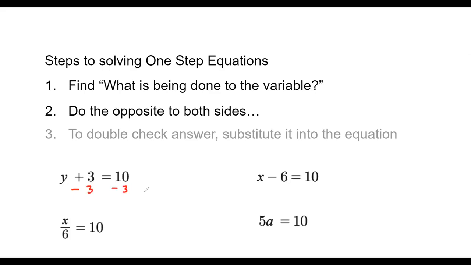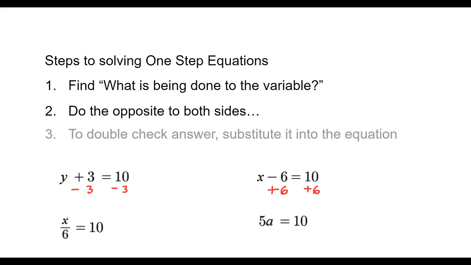I'm not going to solve this because we'll do that on the next page. Let's look at this next one to the right. What's being done to the variable? We are subtracting 6. That means we should do the opposite, which is addition, and the same number. We should add 6 to both sides.